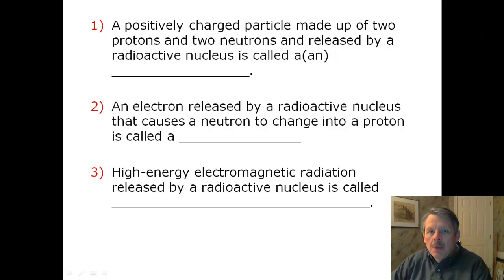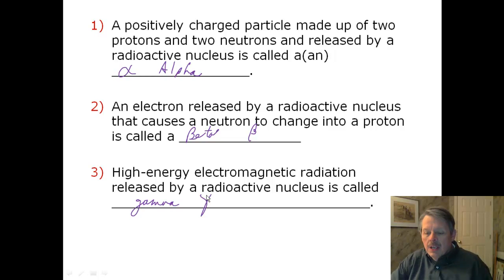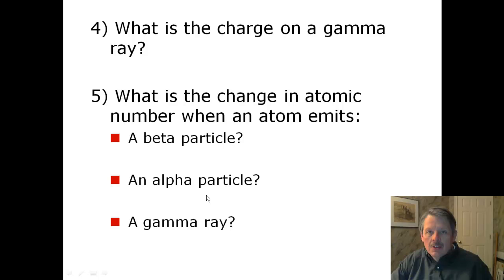A positively charged particle made up of 2 protons and 2 neutrons being released is an alpha particle. And the electron released when a neutron breaks apart into a proton and an electron is called a beta particle, abbreviated beta. And this one has got to be gamma, right? So that's a gamma ray. Remember, a gamma ray is light. So what's the charge on a gamma ray? It is 0. There is no charge because it's light.